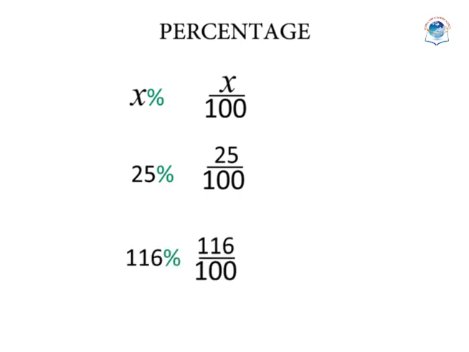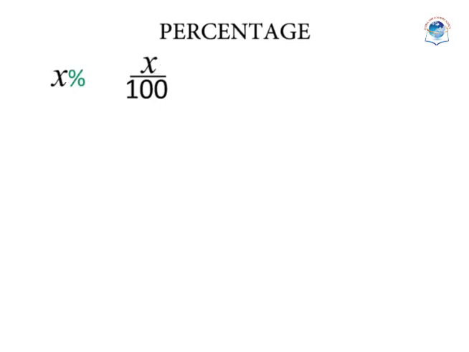How about percentages larger than 100? Can that happen? Yes, and it works the same way. 116% is equal to 116 over 100. This is an improper fraction. The fraction value is greater than 1.